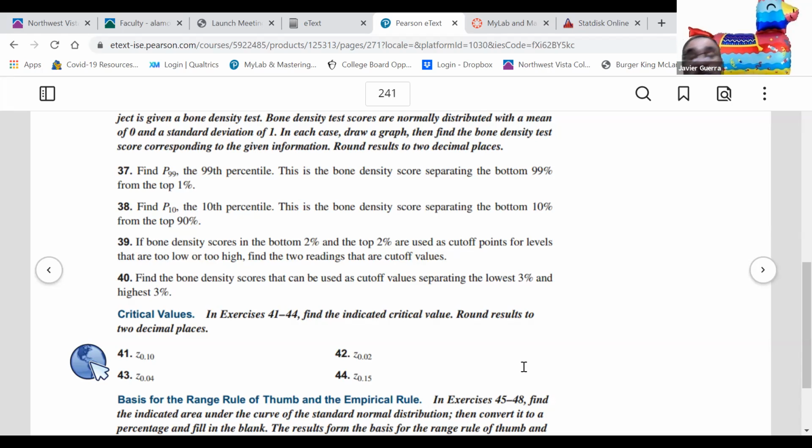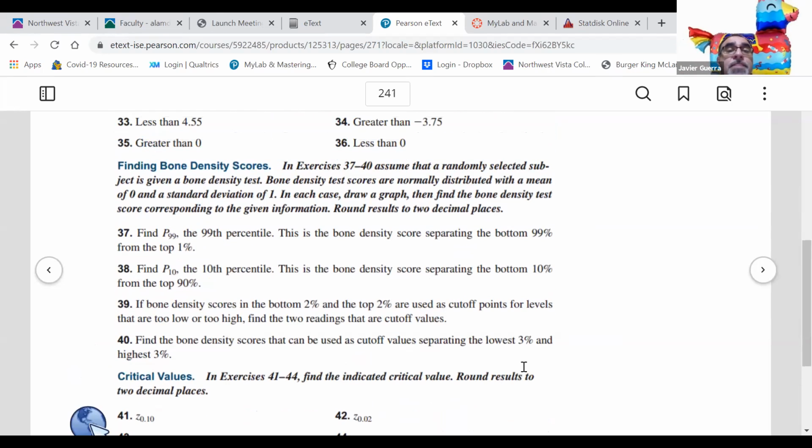This time you all have to draw the picture. All right, here, let's do it together. It says, in exercises 37 through 40, assume that a randomly selected subject is given a bone density test. Bone density test scores are normally distributed with a mean of 0 and a standard deviation of 1. In each case, draw a graph, then find the bone density test score corresponding to the given information. Round results to 2 decimal places.